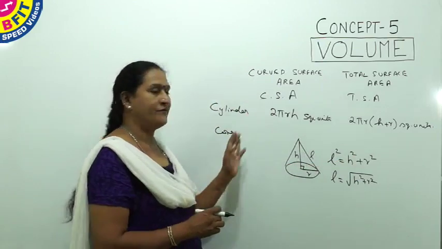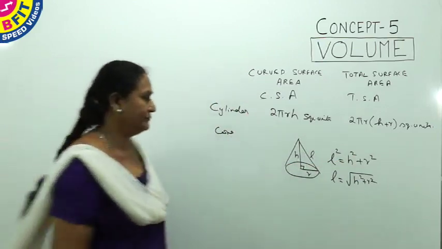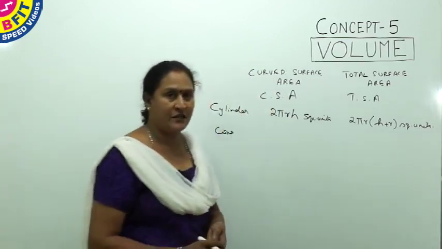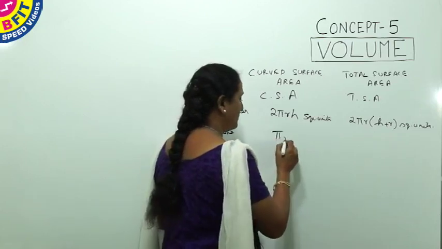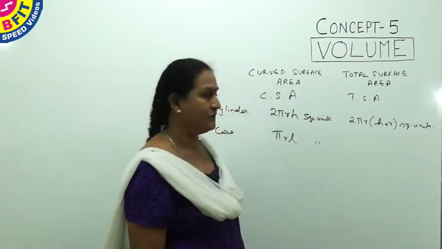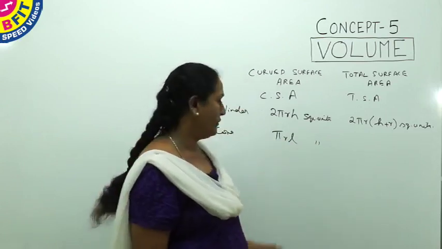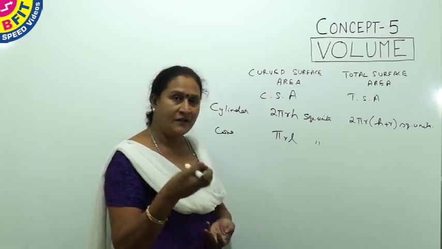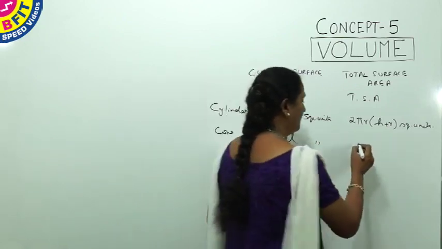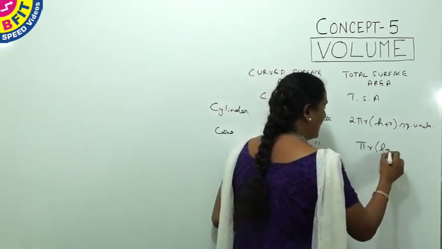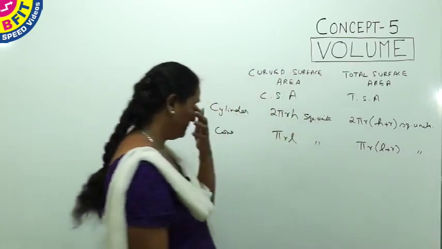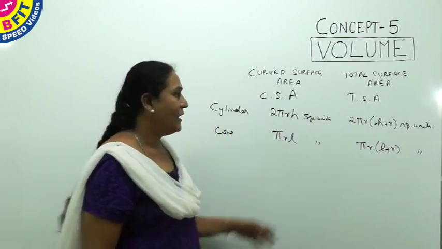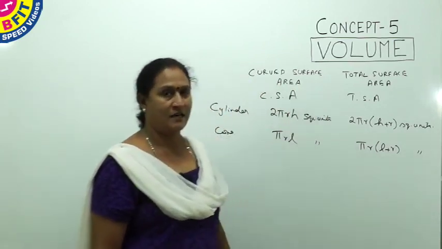Now to find curved surface area for a cone. The formula is pi r L square units. And total surface area for a cone, with this pi r L, the base area pi r square is also added, and after simplifying we get pi r into L plus r square units. So for a cone, CSA is pi r L and total surface area is pi r into L plus r.